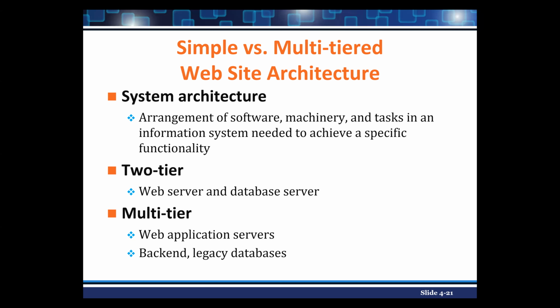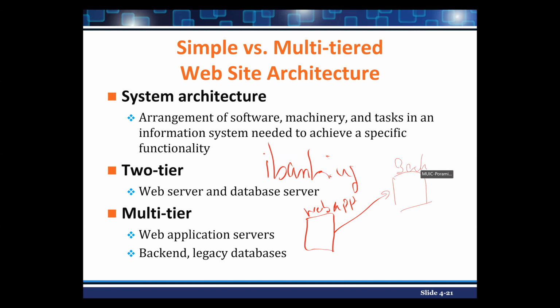Let me give you an example of an easy multi-tier architecture. Let's think about iBanking. This is multi-tier because firstly it has the web app server, inside they have the backend. They also have the legacy database that is a mainframe computer. So that means if you want to withdraw the money, in here you cannot go directly to their mainframe computer. All of the information will be processed between the backend and the mainframe computer first.